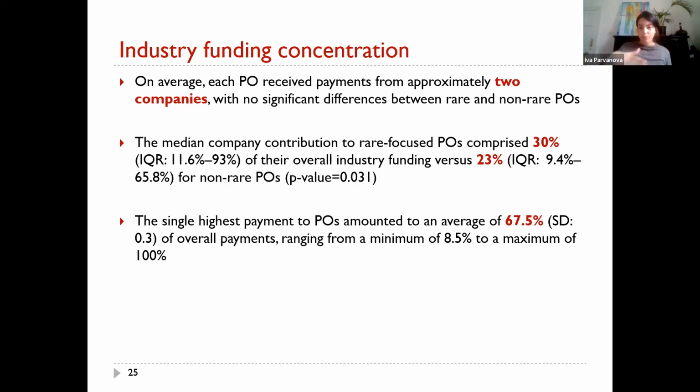And this is also demonstrated by my next point, which is the fact that the single highest payment to patient organizations amounted to an average of 67.5% of overall payments, ranging between 8.5% and a maximum of 100%. But when this is broken down into rare and non-rare focused patient organizations, we found that the single highest payment for rare was over 70%, which is quite high compared to 62.5% for non-rare patient organizations.